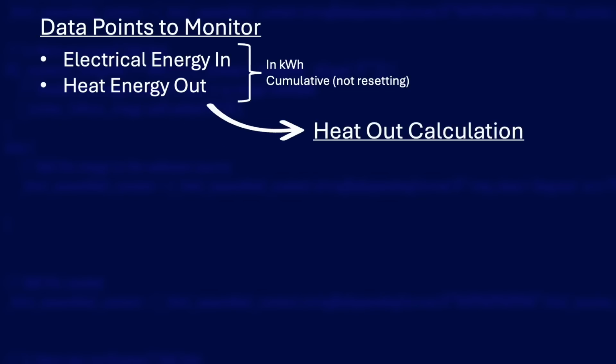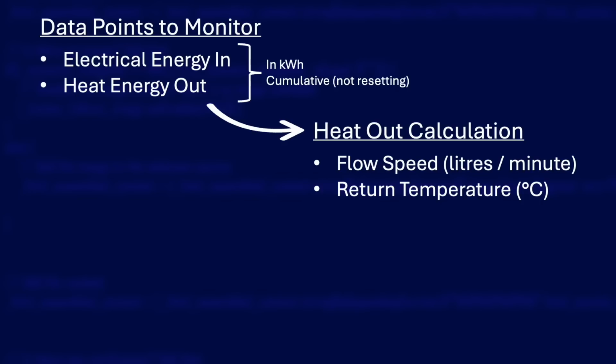Now if, like me, your heat pump doesn't provide you with the heat energy out data, then you can calculate it. But to do that, you first need other data points. Firstly, you need to know the flow speed of the water through your system, and this must be in litres per minute. Then you need to know the temperature of the water coming into the heat pump, also known as the return temperature, and this should be in degrees Celsius.